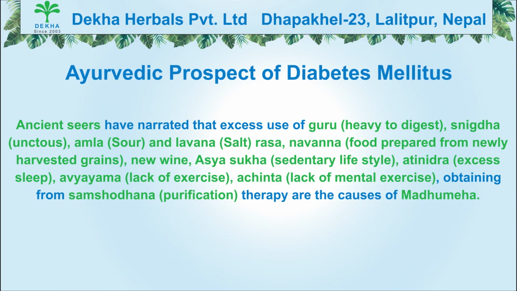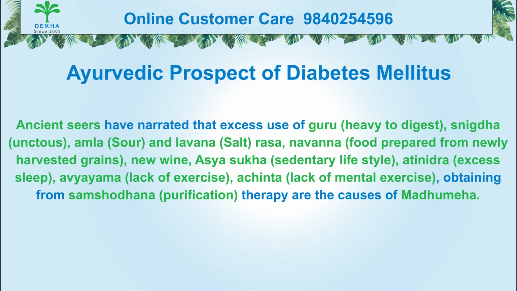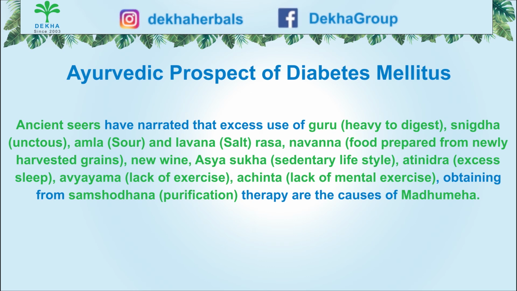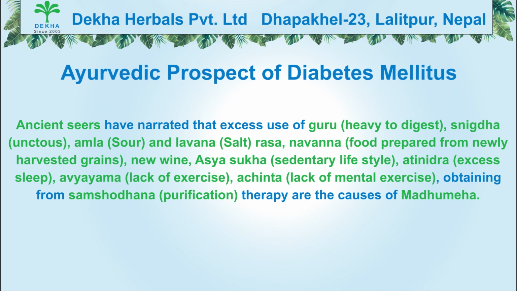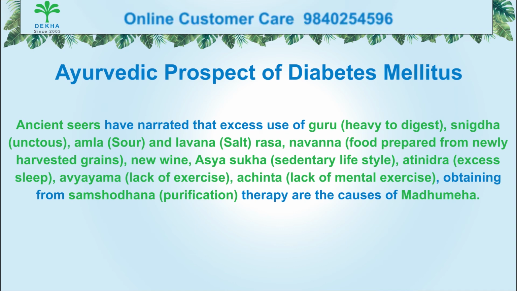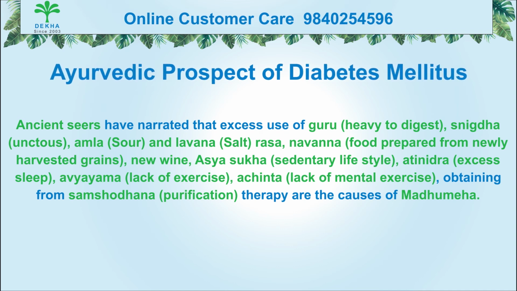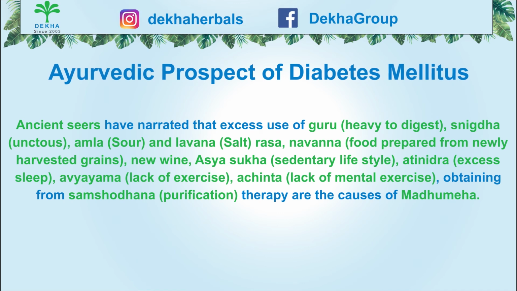Ancient seers have narrated that excess use of ghee, heavy to digest, snigdha, unctuous, amla, sour, and lavana, salt, rasa, food prepared from newly harvested grains, new wine, asyasukha, sedentary lifestyle, atinidra, excess sleep, avyayama, lack of exercise, achinta, lack of mental exercise, and obtaining samshodhana, purification therapy, are the causes of madhumeha.